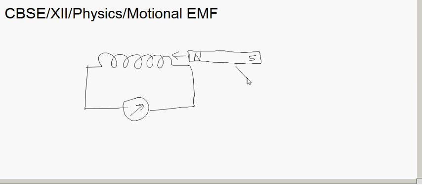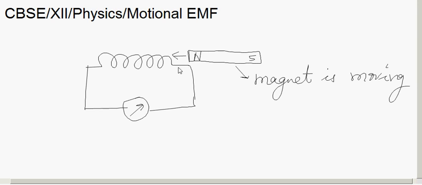Now here the magnet is moving. The varying magnetic field is produced by the motion of the magnet. Now in case we have a stationary magnetic field or a constant uniform magnetic field, can we induce EMF? That can be done by moving a conductor.